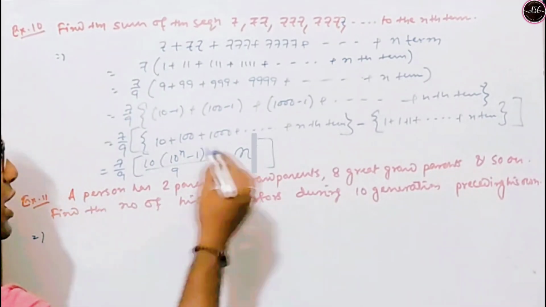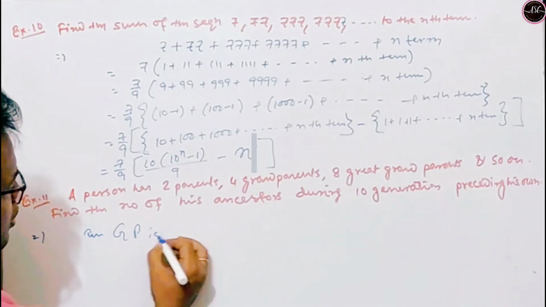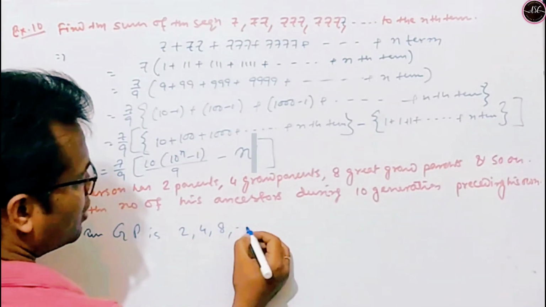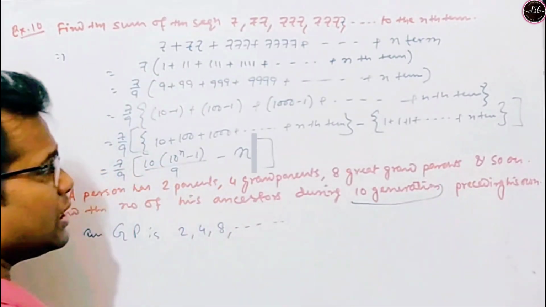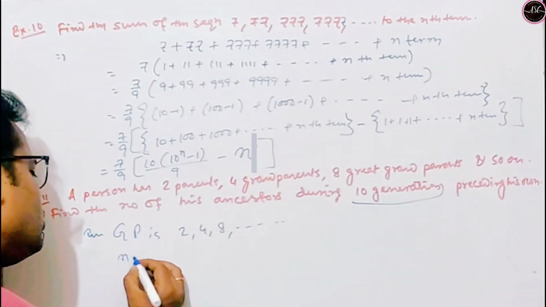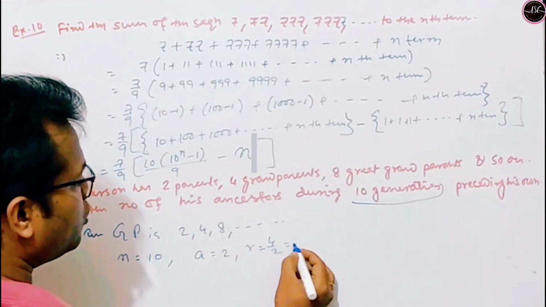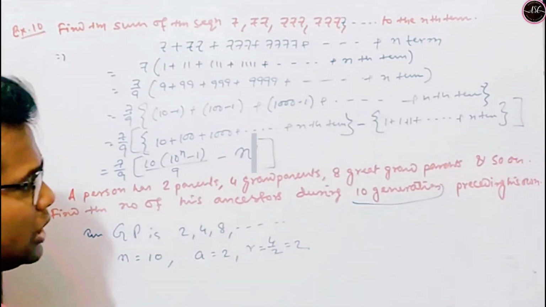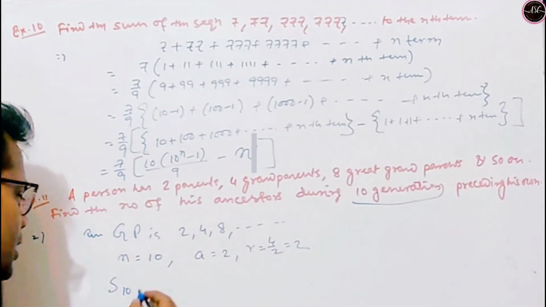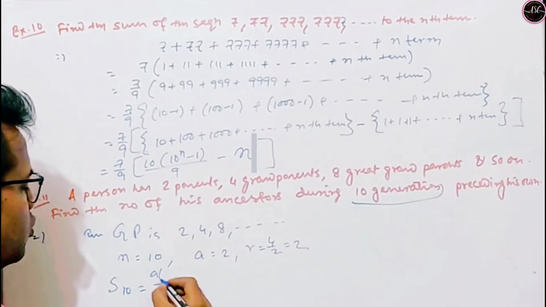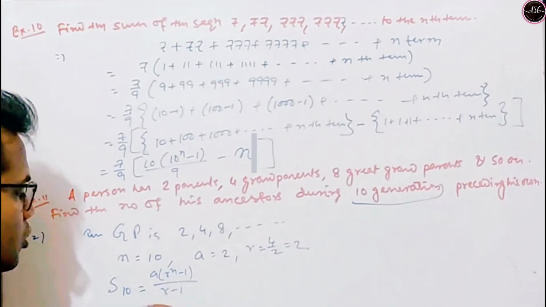So if we consider this as a GP, the GP is 2, 4, 8, and so on. Here we have to find the 10th generation. That means n equal to 10, and here a equal to 2, r equal to 4 by 2. So the number of his ancestors during 10 generations will be S10 equal to a into r to the power n minus 1 divided by r minus 1, as r is greater than 1. So we use this formula.